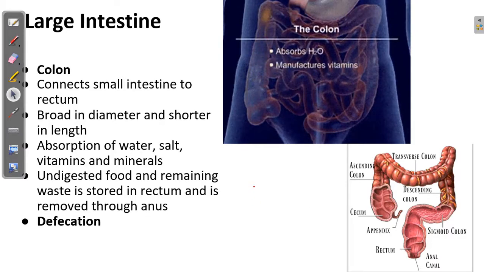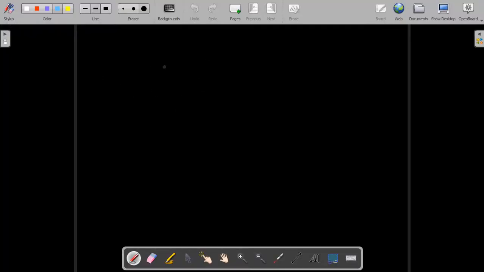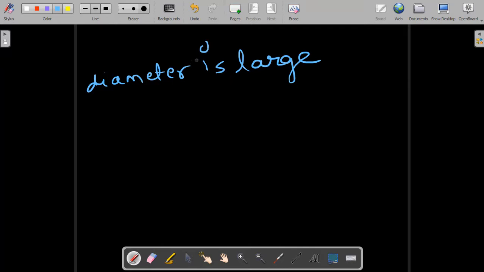Then I was worried why it is known as the large intestine. It is basically because the diameter of the large intestine is greater than the diameter of the small intestine. The size of the tube is large in the large intestine, and hence it is known as the large intestine. Whereas in the small intestine, though the length is longer, the diameter is less, hence it is known as the small intestine.